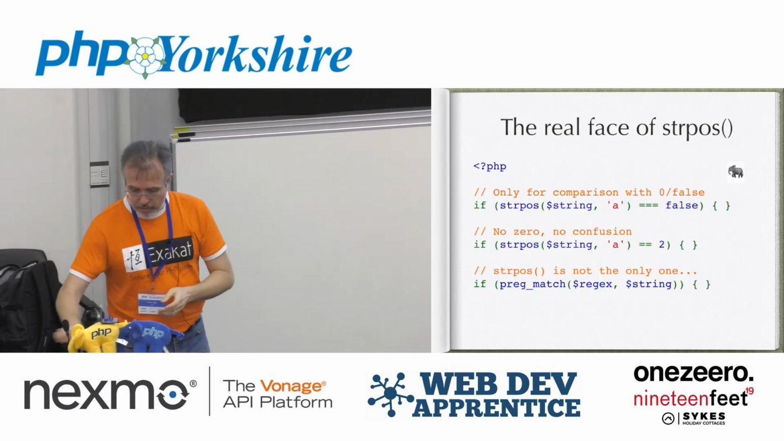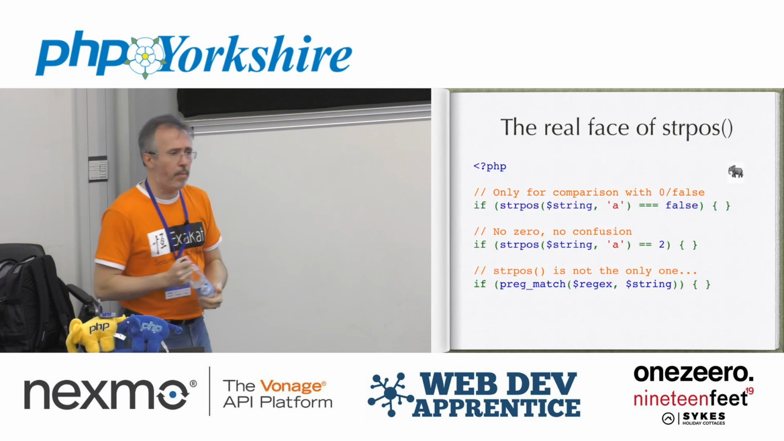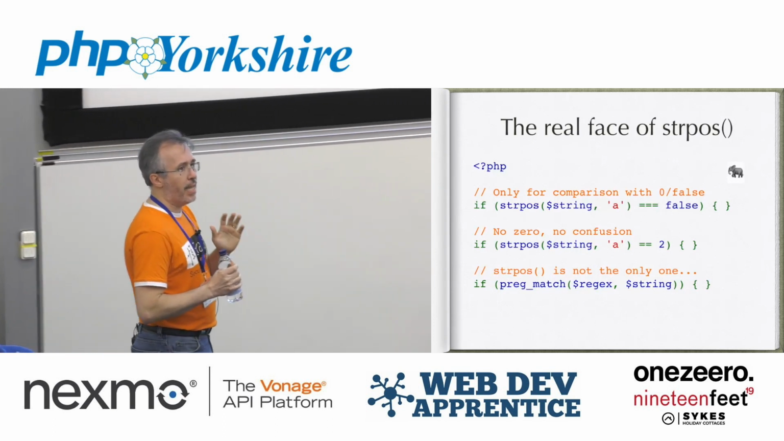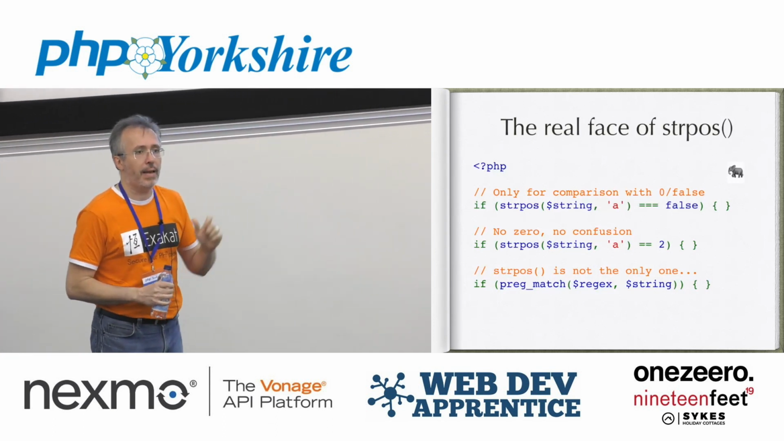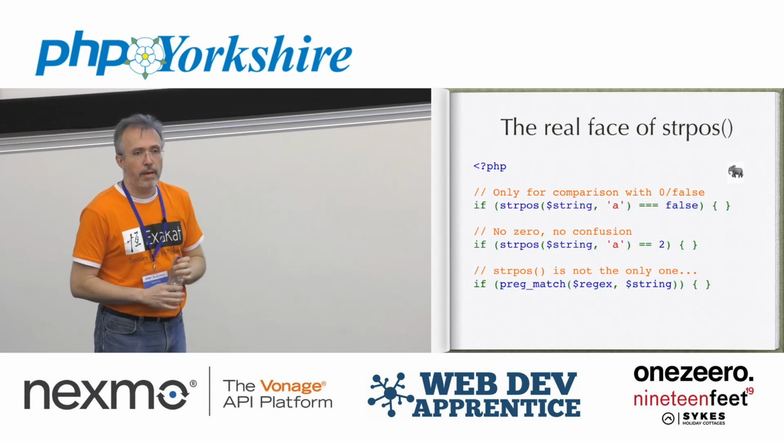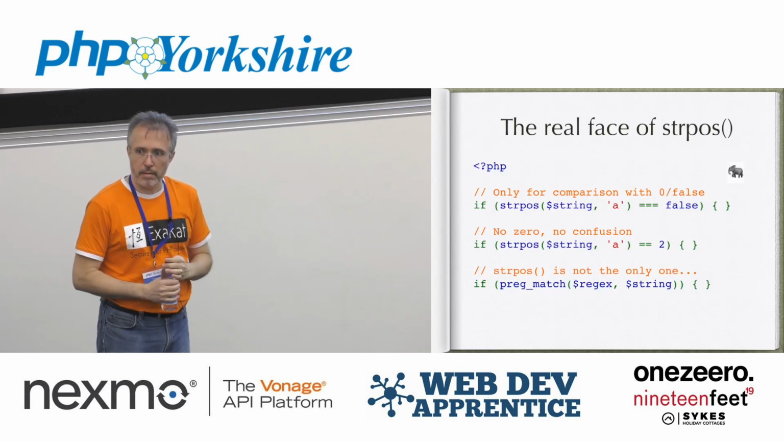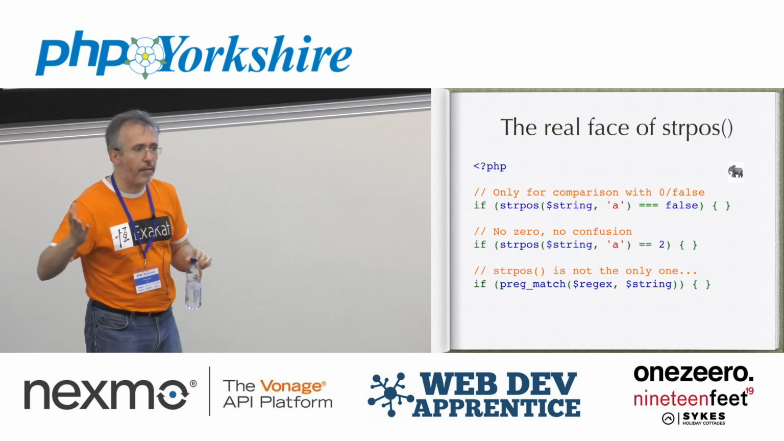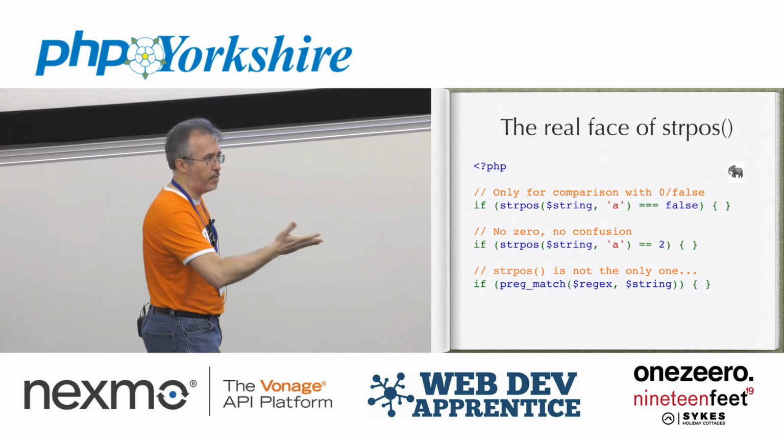And the second question, because usually people know about that problem: how many PHP native functions behave the same way as strpos? Do you have any idea? Who thinks that there are like 5 PHP functions that behave like strpos?